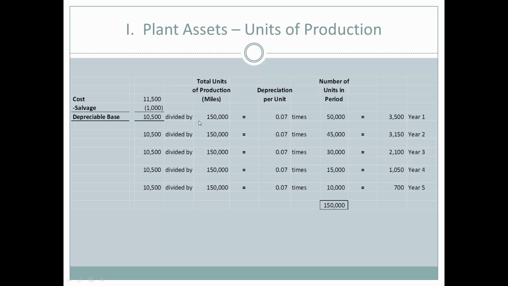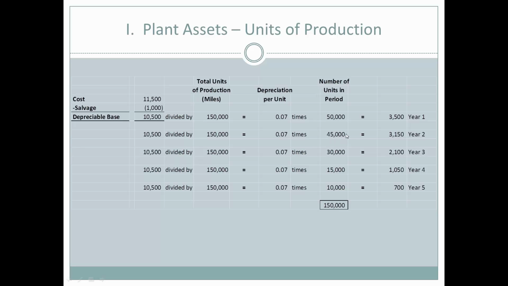So this is our depreciable base. We're going to divide it by the total number of units that we expect to use the truck for the 5 years we expect to have it in service. So our depreciation per unit, or per mile, will be 7 cents per mile. So in the first year, we used 50,000 miles. We recorded 50,000 miles on the truck. And so our year 1 depreciation will be $3,500.